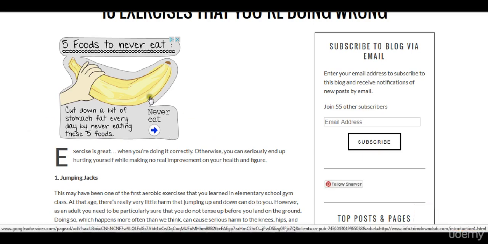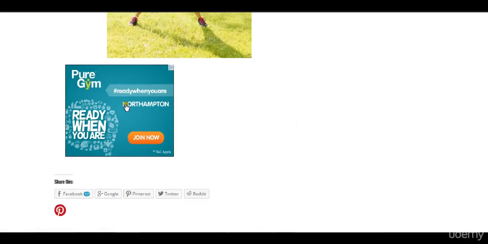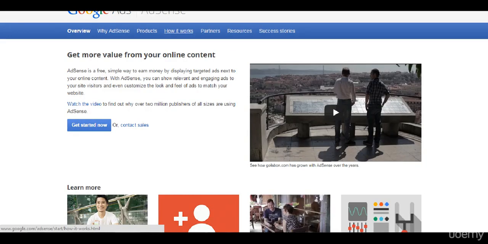Now you can see this is another example of a contextual ad. This is on fitness, and it's saying 5 foods to never eat. So that's another contextual ad. Pure Gym, again, very contextual. Northampton, that's where I am right now. So these are extremely contextual. They're very to the point and exactly where I am. AdSense is the best of this type of network that I have worked with. I've worked with other ones, but they don't pay as well, and AdSense just seems to be more consistent.